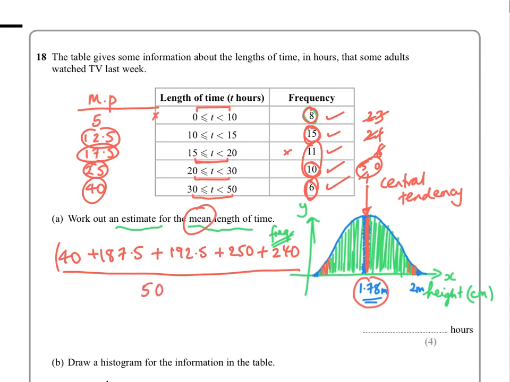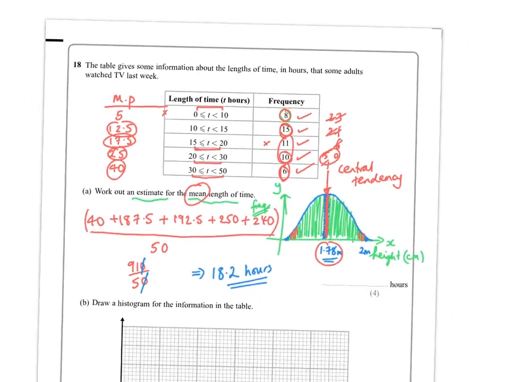So your mean is going to be all of those added together, which is going to be 40 plus 187.5 plus 192.5 plus 250 plus 240, which gives you a total of 910, divided by 50. You've got a calculator, but I know that the answer there should be 18.2, and that'll be 18.2 hours. Okay, that'll be the mean length of time. So let's have a look at the next part.